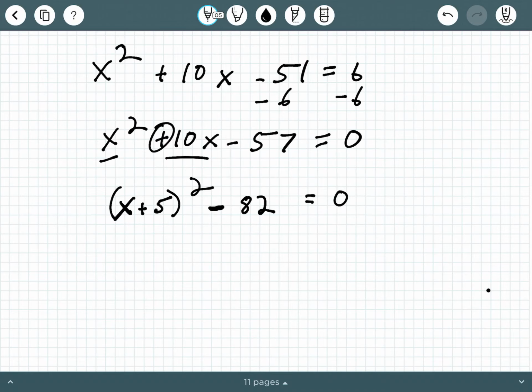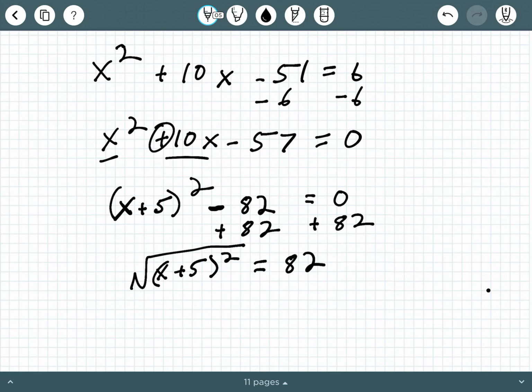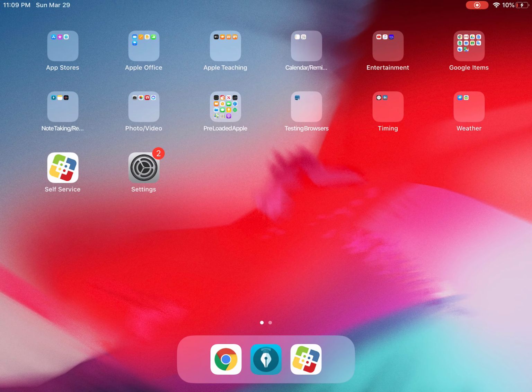All right, to solve, we're going to use inverse operations now. So we'll add 82 to each side. And that means that x plus 5 squared is equal to 82. Ooh, that's unfortunate because the next step is to undo squaring by taking the square root. And 82 is not a perfect square. 81 would have been nice, but that's okay. We can still work with it. So on the left side, square rooting cancels out squaring, and we're left with just x plus 5. If I want an exact square root of 82, I'm going to sneak over to Desmos real quick.